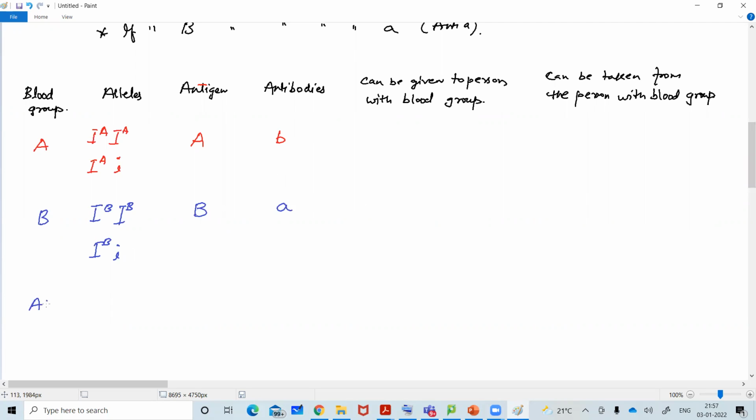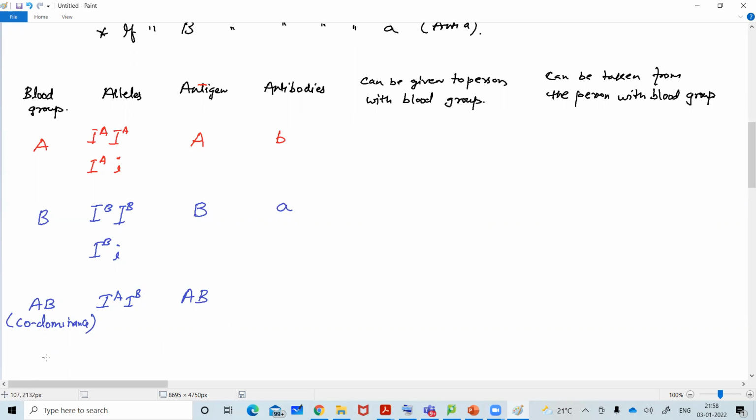In the same way, AB. AB is a case of codominance. Codominance means when both the genes are expressed in the generation, dominant as well as recessive character. And the genes which control their inheritance are capital IA and capital IB. There is no other way, right? So both the genes are present and both are equally expressed in the generation. So you will find that the child is AB blood group.